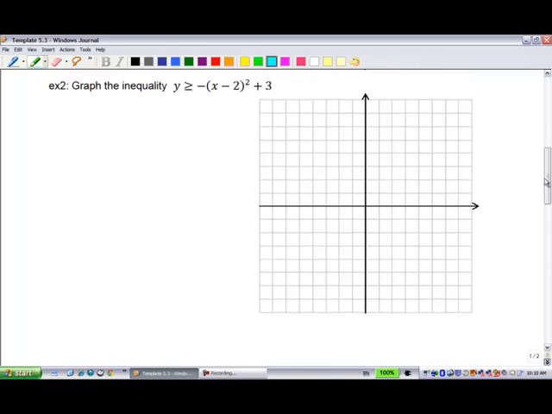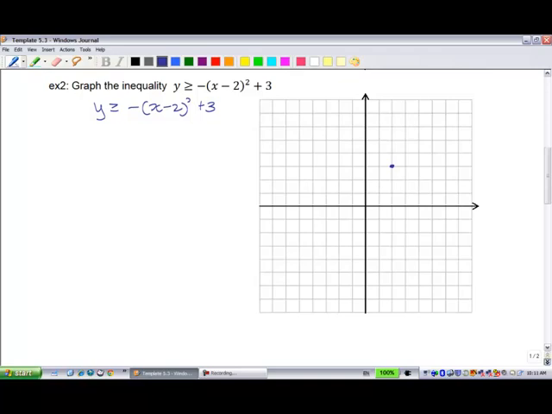Why don't you try the second example? Hit pause. All right, we're going to put this in standard form. Is it already? Let's see. We have y greater than or equal to negative (x minus 2) squared plus 3. Yeah, it does look like standard form. We're going to shift it to the right 2, for a vertex of 2, 3. It's opening down.